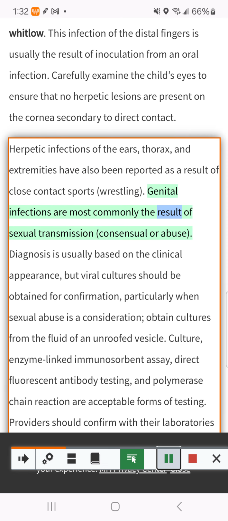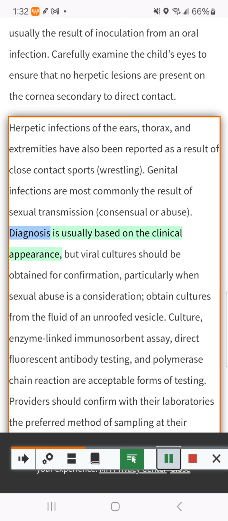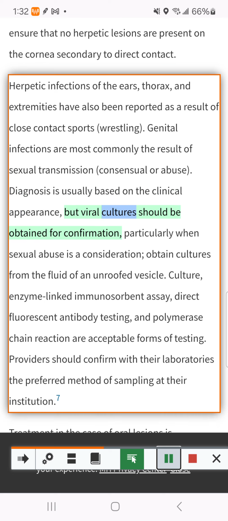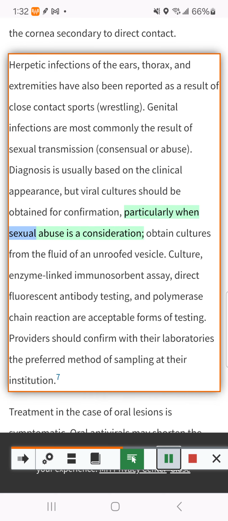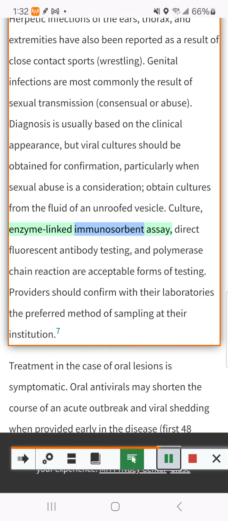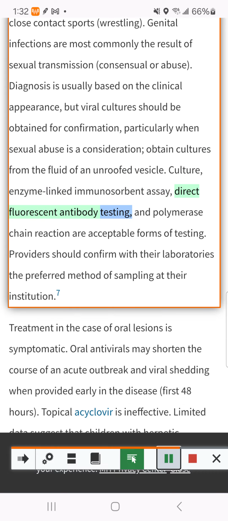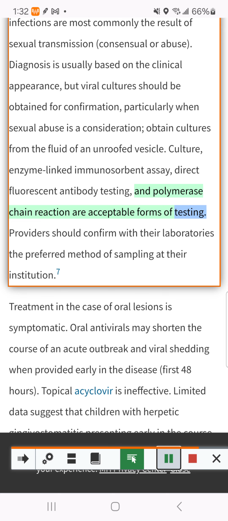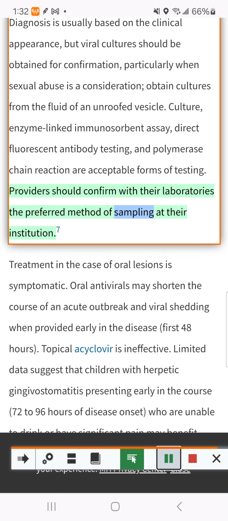Genital infections are most commonly the result of sexual transmission, consensual or abuse. Diagnosis is usually based on the clinical appearance, but viral cultures should be obtained for confirmation, particularly when sexual abuse is a consideration. Obtain cultures from the fluid of an unroofed vesicle. Culture, enzyme-linked immunosorbent assay, direct fluorescent antibody testing, and polymerase chain reaction are acceptable forms of testing. Providers should confirm with their laboratories the preferred method of sampling at their institution.